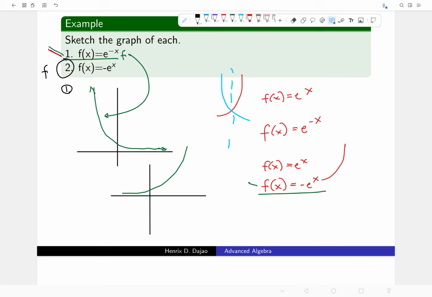So the graph now for number 2 is, okay, this is now the graph of f defined by this. That's f. So that would be all for the natural exponential function.